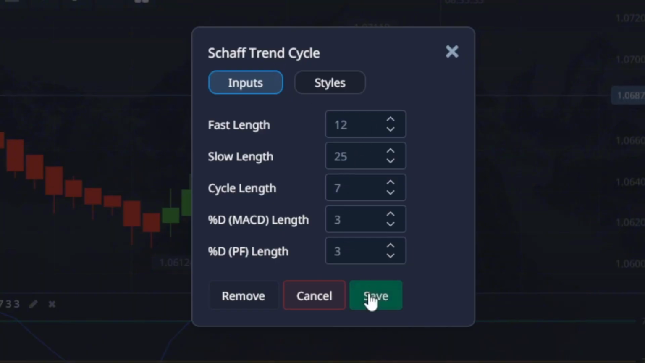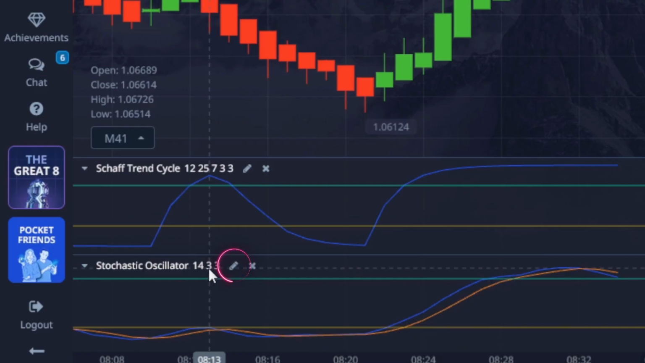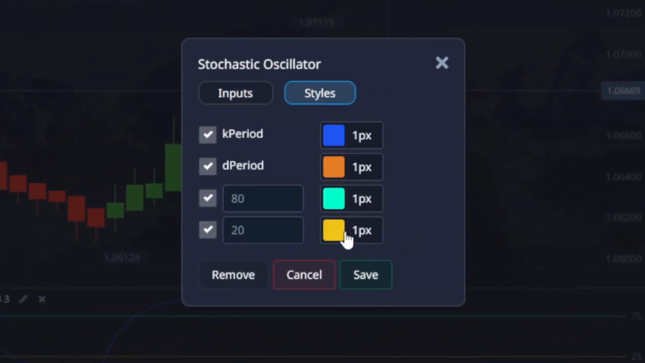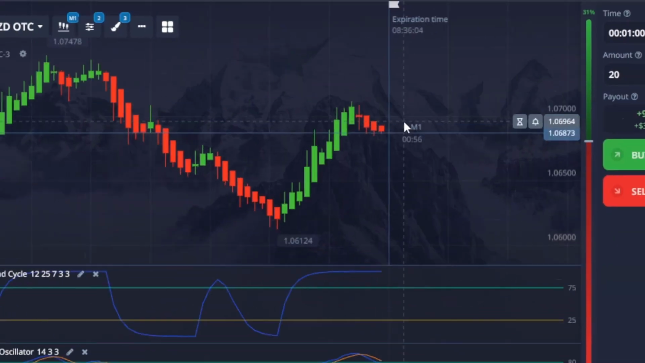12, 25, 7, 3, 3. The color is up to you. Now the stochastic oscillator, 14, 3, 3 and simple moving average. And the color is up to you, alright?